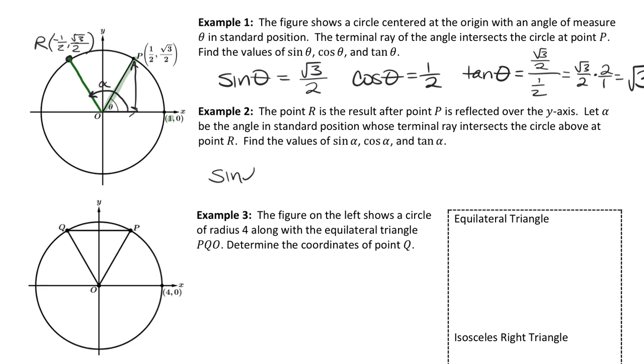Since we know the coordinate point R, what's the sine of alpha? Look at the coordinate point. Square root 3 over 2. What is the cosine of alpha? Negative 1/2. And since we know we are in quadrant 2, let's not work harder, let's work smarter.